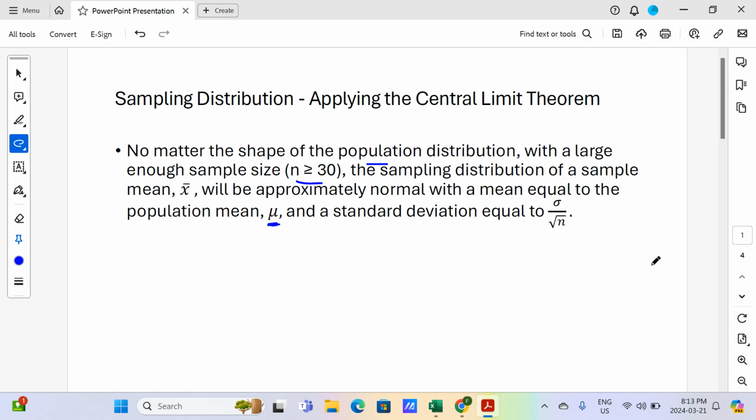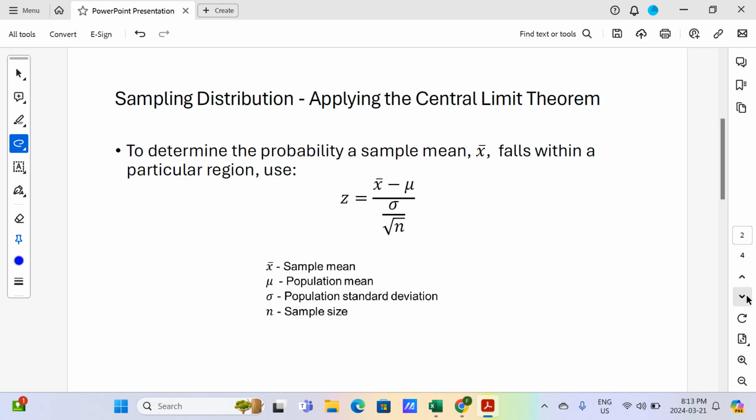So now let's solve some application questions. Before solving some application question, if you remember, we used to work with Z to find the probability for X. We used to work with this formula to convert X to Z to find the Z value of X. We used Z equals X minus mu over sigma.